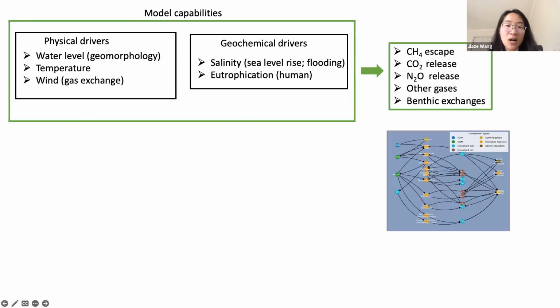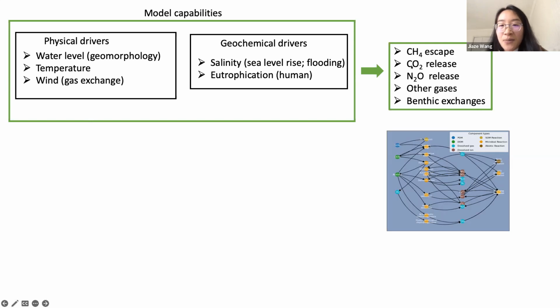So far, one capability of the model is that it has physical drivers, so we can observe the physical drivers of methane emission. We can also distinguish geochemical drivers like salinity or eutrophication, which I didn't show in this slide. The model also includes nitrous oxide, which I do have data for, but I just didn't plot it here because it's too much. The model also includes a wind effect, which is included, but I didn't show it in this presentation.